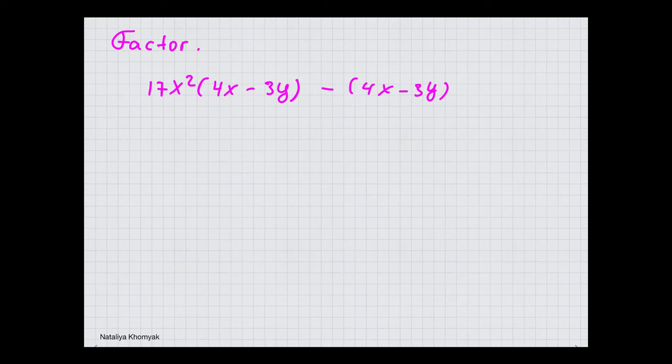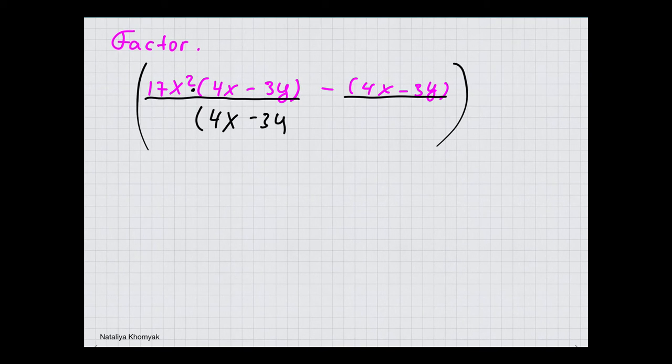So here we have 17x to the second times the parentheses, that's one term, minus this parenthesis, this is the second term. Terms are separated by plus, minus, or equal sign. So let's put parenthesis around this thing. So we have 4x minus 3y in this denominator, 4x minus 3y in this denominator. Whatever goes into denominators goes on the outside.